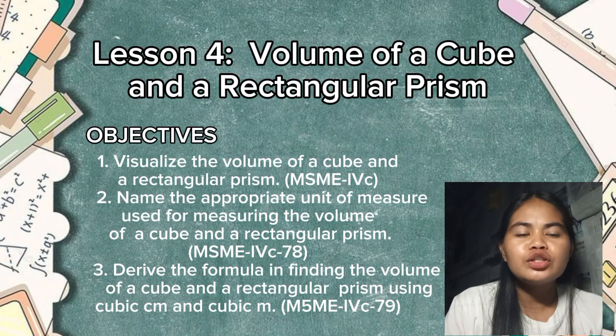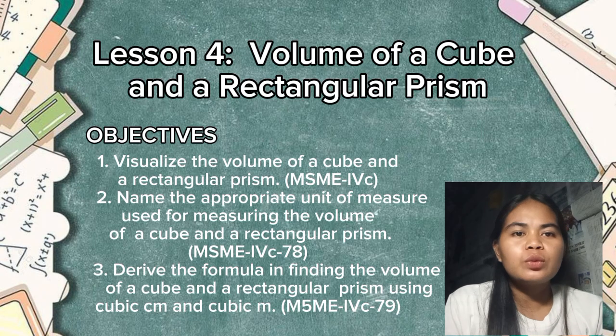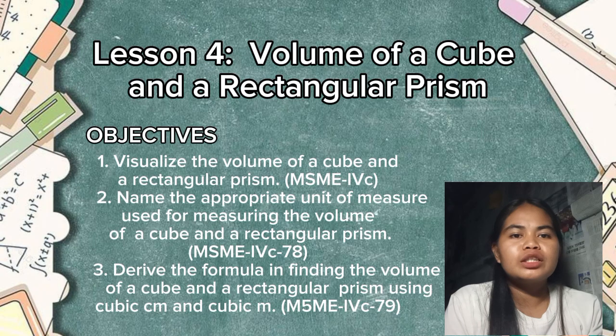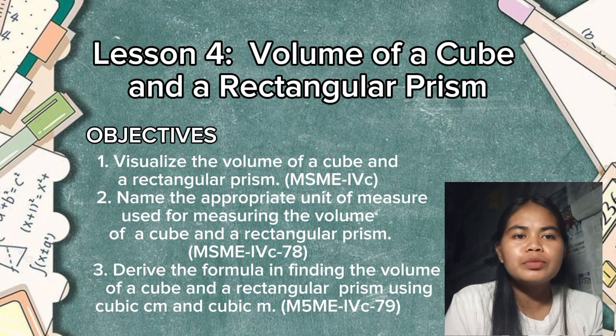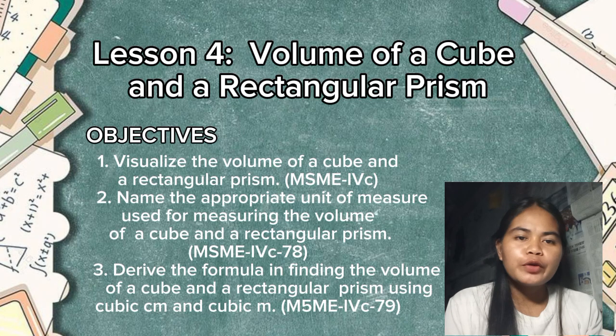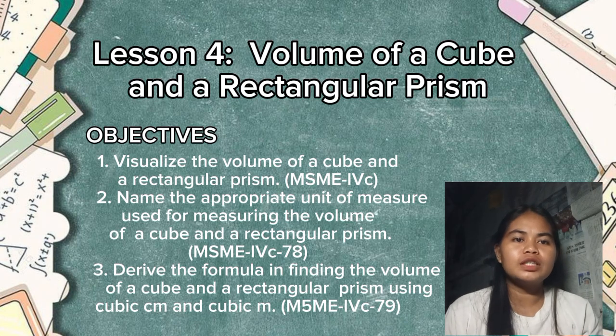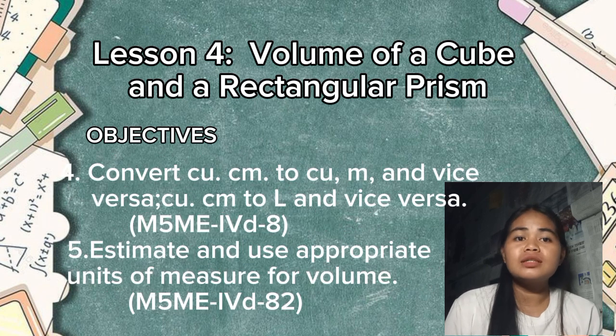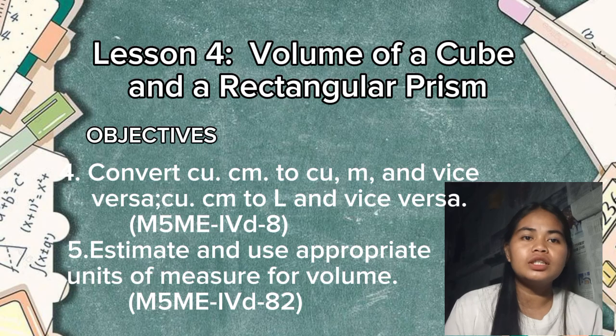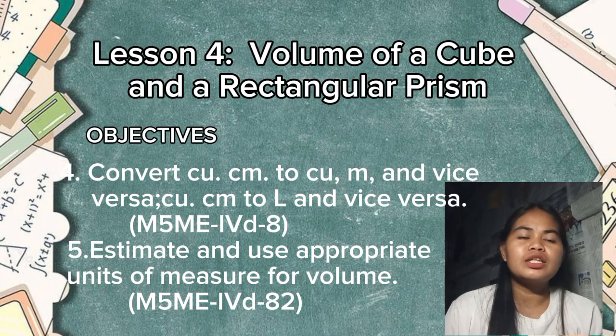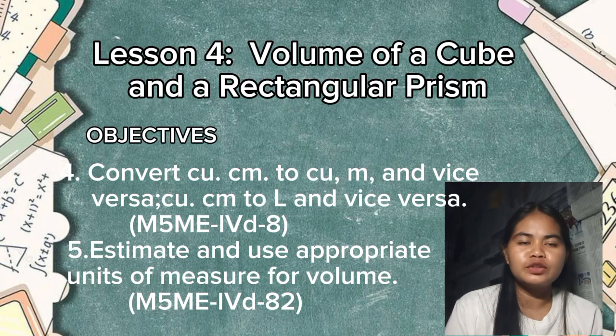At the end of the lesson, you are expected to visualize the volume of cube and rectangular prism. Name the appropriate unit of measure used for measuring the volume of a cube and rectangular prism. Derive the formula in finding the volume of a cube and rectangular prism using cubic centimeter and cubic millimeter. Convert cubic centimeter to cubic millimeter and vice versa, and cubic centimeter to liter and vice versa. Estimate and use appropriate units of measure for volume.